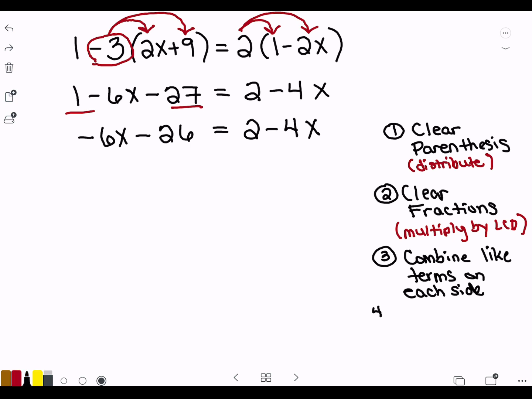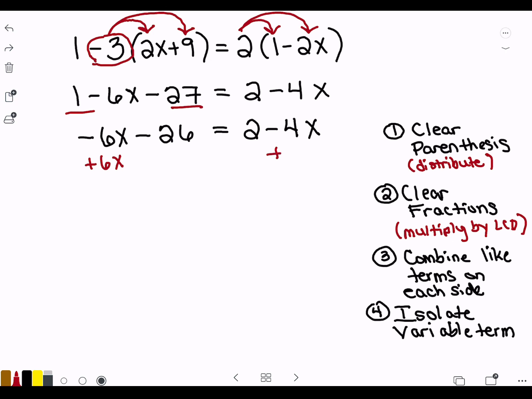Okay? Now step 4. Step 4 is to isolate your variable term. Now, what variable term means is each one of the terms that have a variable in them, you want to get them together and on one side by themselves. So up here, you have negative 6x and you have negative 4x. Those are called variable terms. You have to find a way to get those two together on one side by themselves. And anything that doesn't have a variable needs to go on the other side.